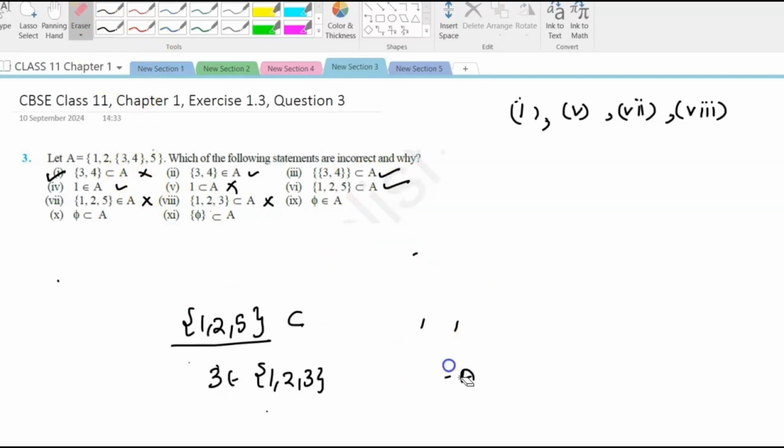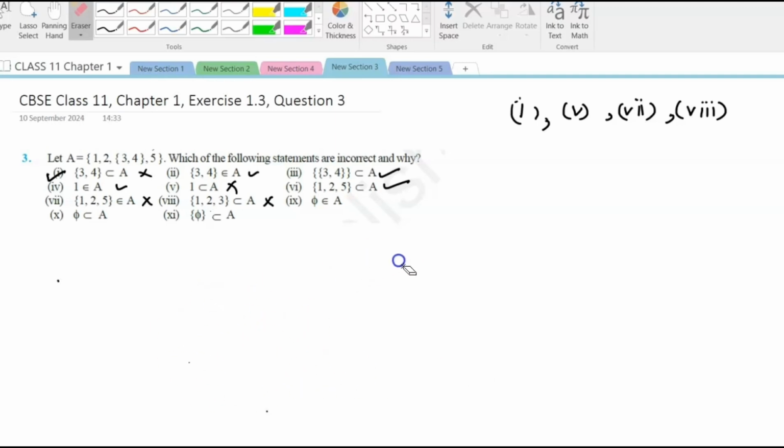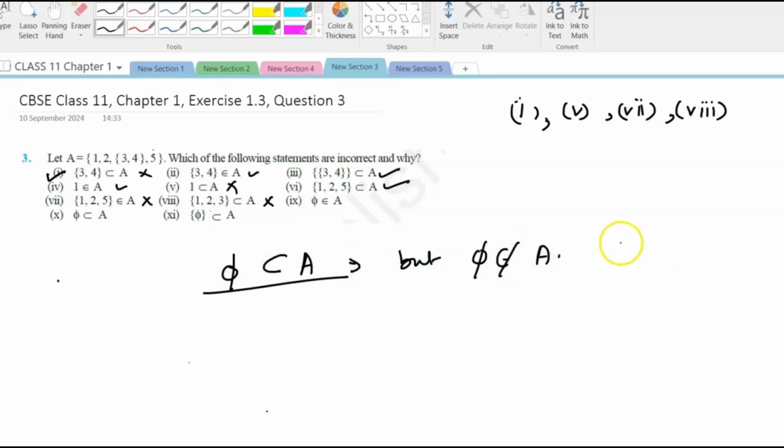Phi belongs to A. When we are saying phi belongs to A, what is phi? Phi is an empty set, right? So phi, no doubt that phi is a subset of A. But phi does not belong to A as an element. If it would have belonged to A, it would be present like this, 1 or something. Phi would have been present in A. So phi does not belong to A. It is a subset of A, and therefore your 9th option is also incorrect.